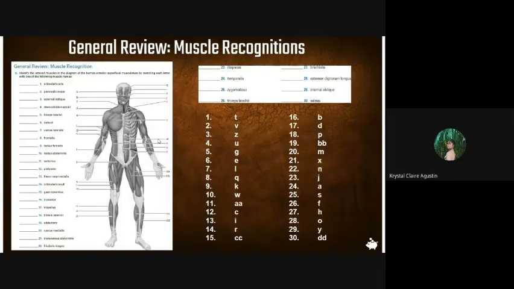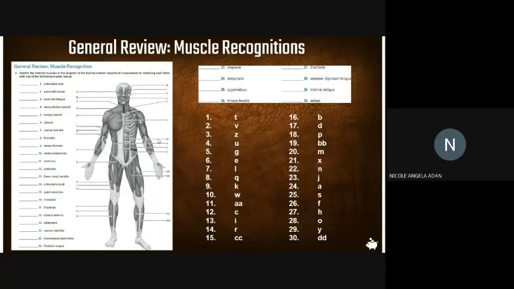So for the general review, muscle recognition, may I call on Miss Adan to further tackle this topic. For number 6, identify the lettered muscle in the diagram of the human anterior superficial musculature by matching each letter with one of the following muscle names. For number 1, orbicularis oris, letter T.